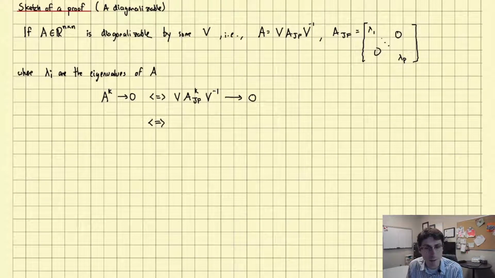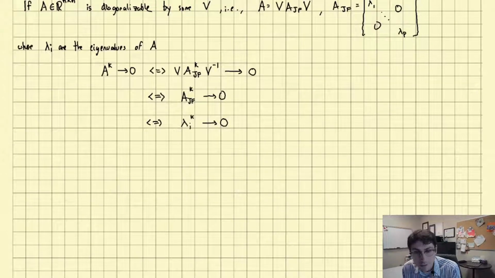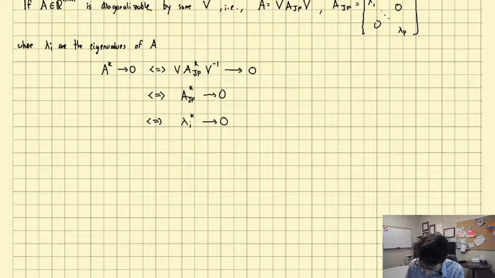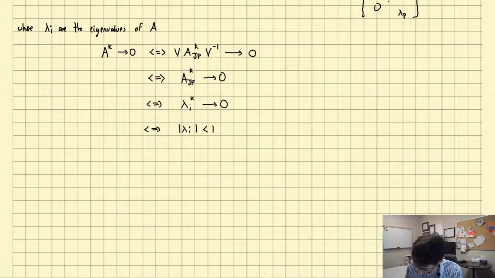is if the Jordan form of A goes to 0. But it's a diagonal matrix, so what we need is that each of these lambda i's go to 0. Those are the diagonal entries along this Jordan form. And the only way that number is going to go to 0 is if the magnitude of lambda is less than 1. Which is what we wanted to show.